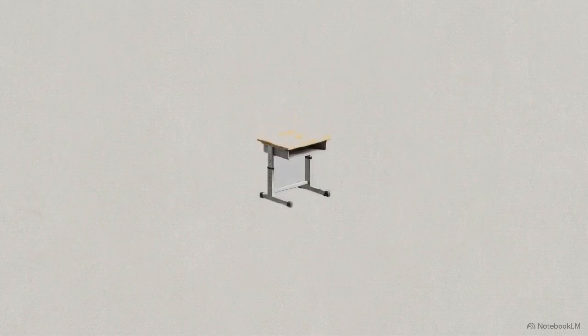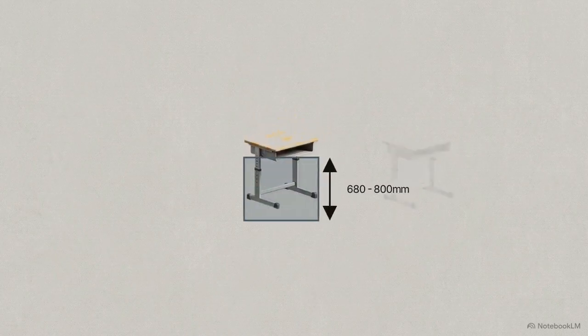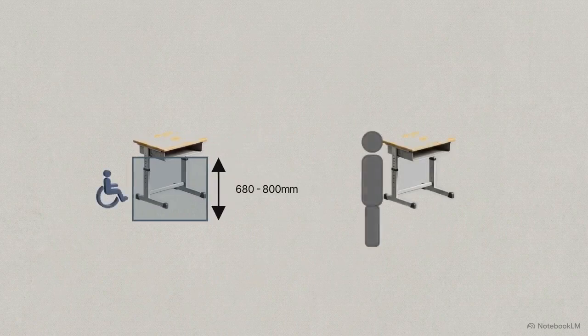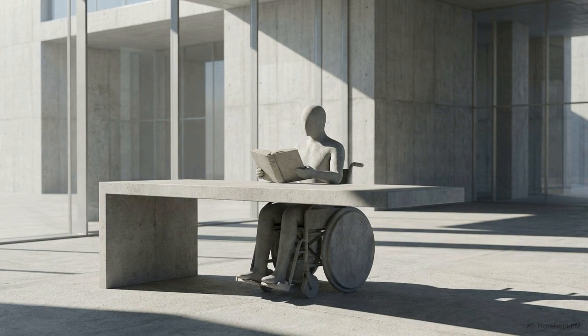Desks must be adjustable, providing a vertical knee clearance of 680 to 800 millimeters. This ensures wheelchair users sit alongside peers rather than on isolated edges. These precise millimeter specifications translate the abstract theory of inclusion into physical autonomy.